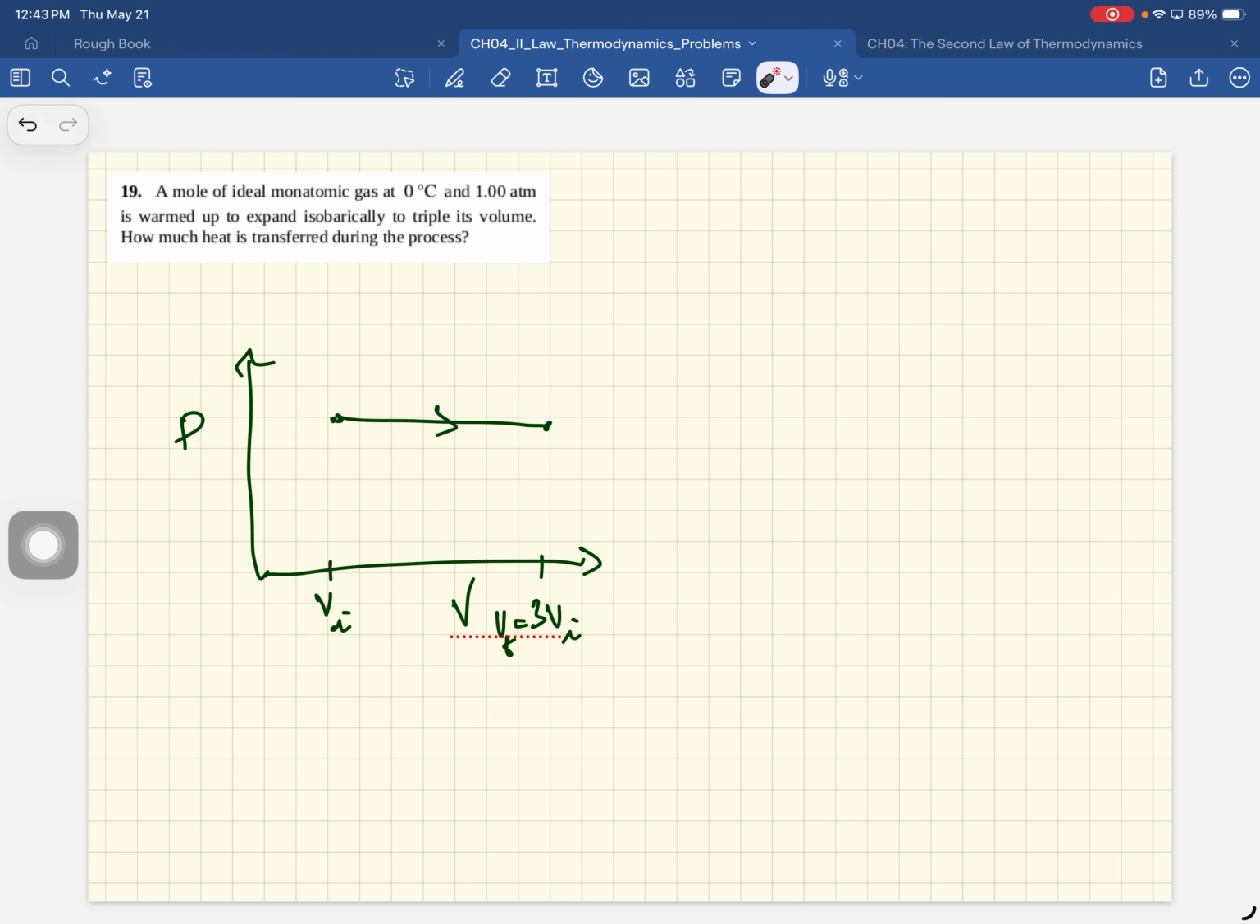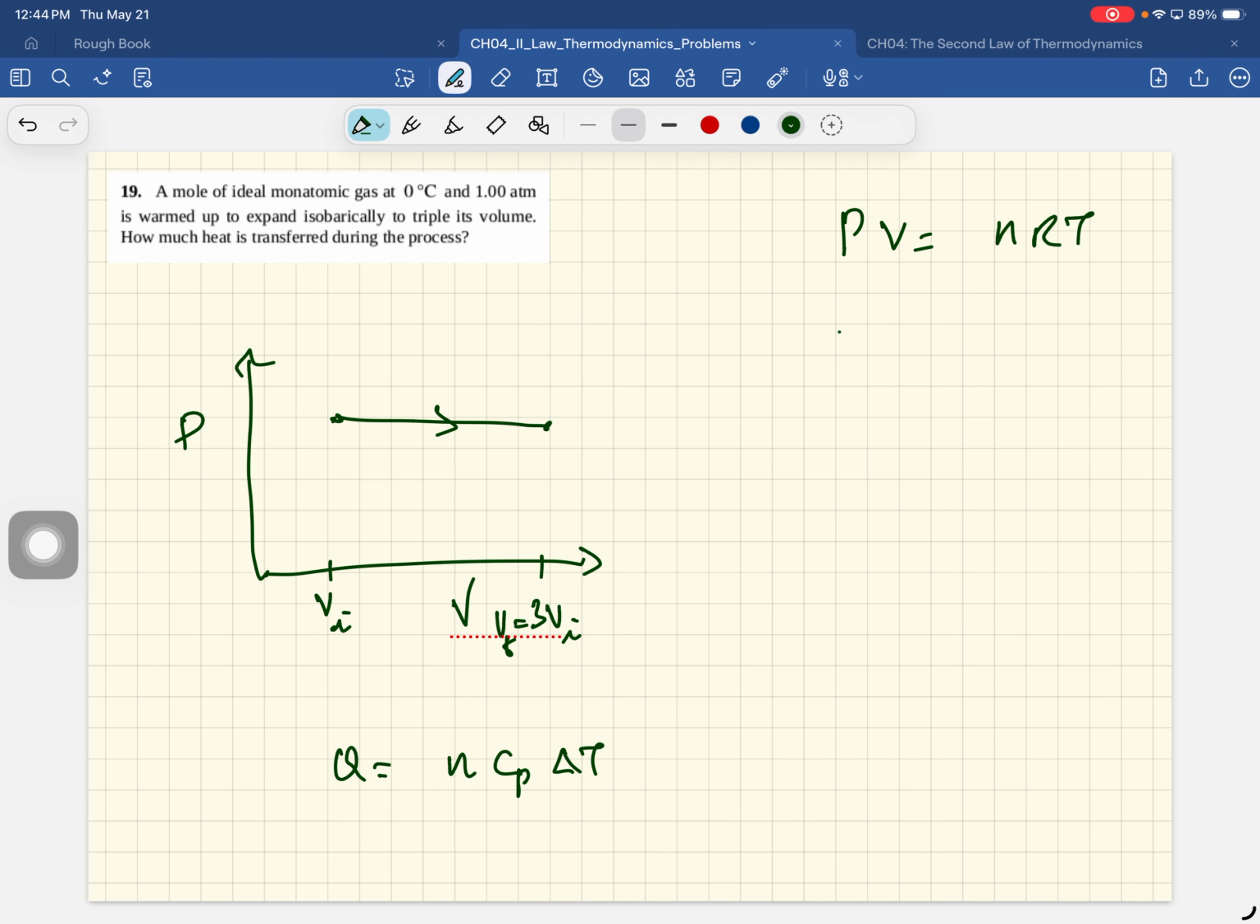So you had to add that much heat to 1 mole of monoatomic gas to increase its volume to 3 times its initial volume at constant pressure. $11,340, we'll say 50 joules.